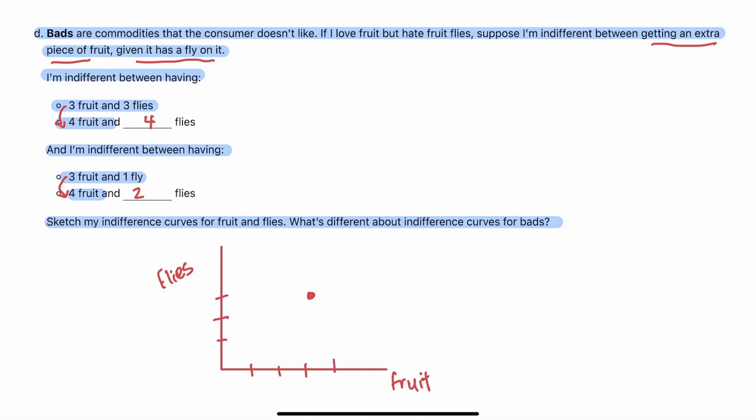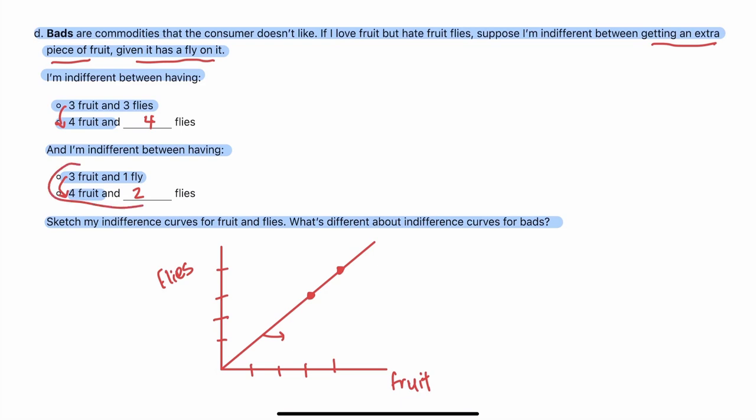And then having an extra fruit and gaining an extra fly, I'm indifferent here. And connecting these 2 points, I'd be indifferent all along that curve. That's me going up and down, giving up fruit to give up a fly, or gaining a fruit to gain a fly. I'd be happier, however, if I had more fruit with less flies.